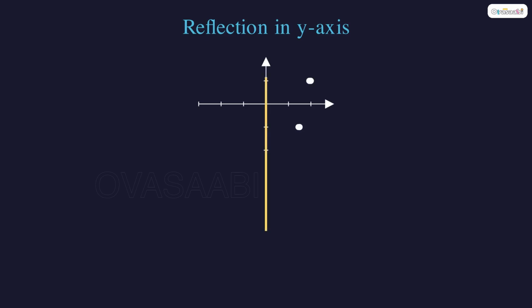Under reflection in the y-axis, every point on the y-axis is invariant. Points not on the line move to new positions. See how the line itself doesn't move?